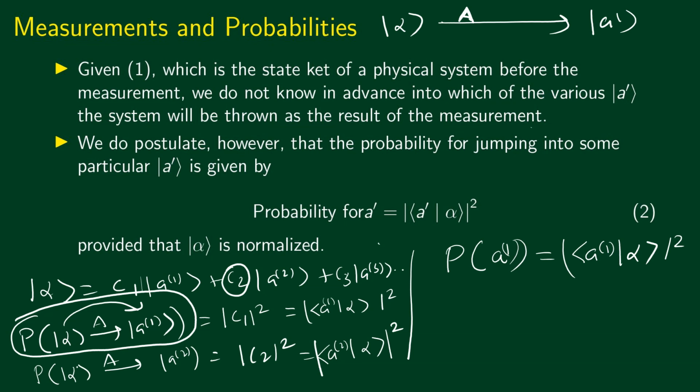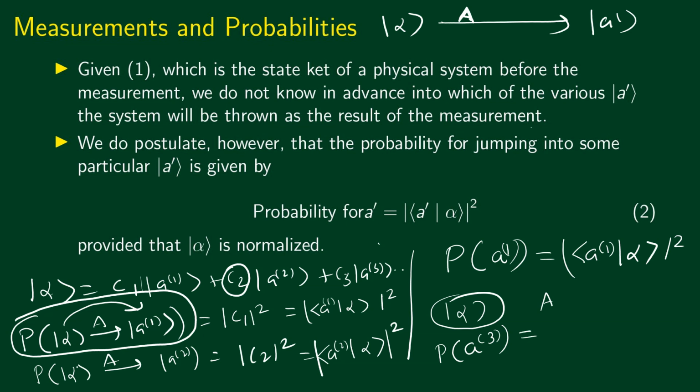Now, if you are asked to find the probability for measuring a particular eigenvalue, what would you do? Suppose you are given a state ket alpha, and you are asked: what's the probability that you will measure a particular eigenvalue A3 of the observable A? Or what's the probability that you will get A3 as a measurement outcome if you measure the observable A?